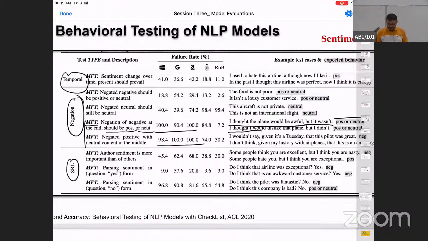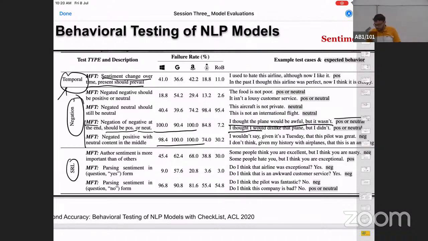Then there are semantic role label based tests and temporal based tests. Let us just see this one. This is quite simple. So, the temporal based capability. The idea is simple. Sentiment changes over time, and the present should prevail, right? Sentiment can always change over time. In the past I didn't like this thing, but now I like this thing. So what would be the sentiment? Whether the sentiment should be associated with my past or with my present, right? In an ideal scenario, the sentiment should be associated with my present, and the model should be able to understand that, right?